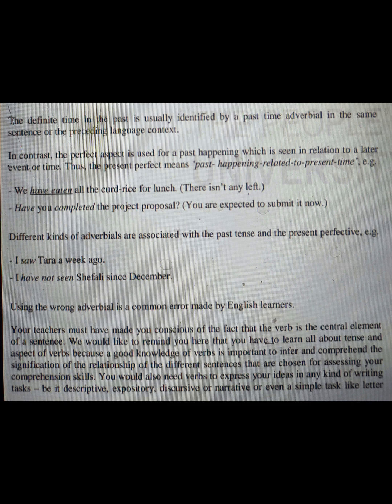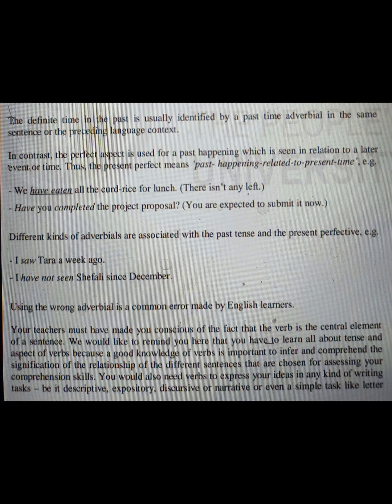Different kinds of adverbials are associated with the past tense and the present perfective, e.g. I saw Tara a week ago. I have not seen Shefali since December. Using the wrong adverbial is a common error made by English learners.